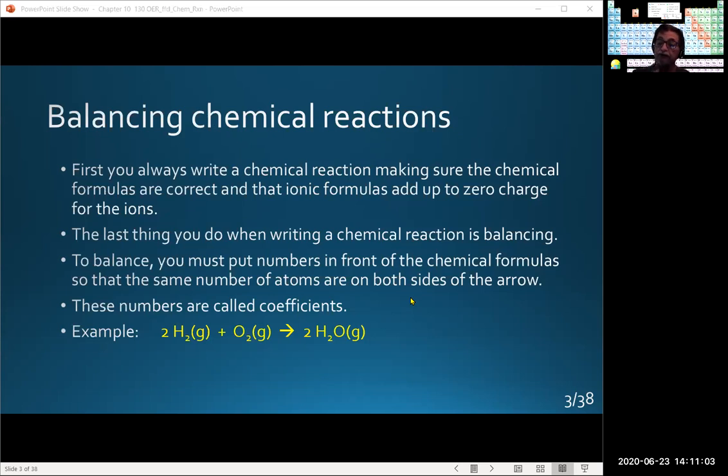The hydrogens have changed, but it's still hydrogen. It's still the hydrogen element. But on the reactant side, it's hydrogen gas. On the product side, hydrogen has been converted to be incorporated into the structure of water.